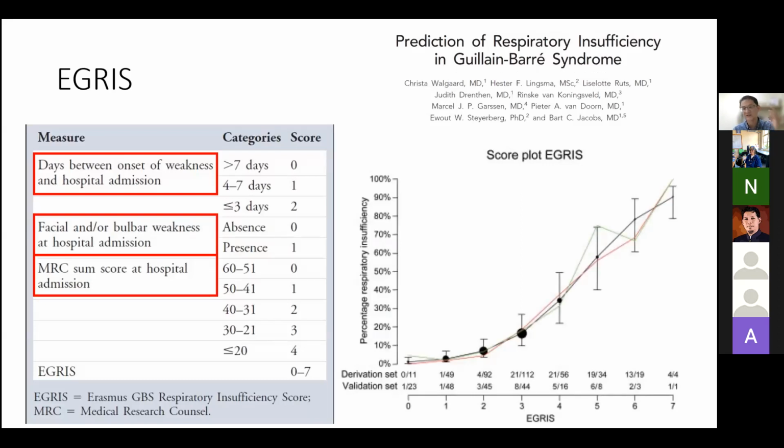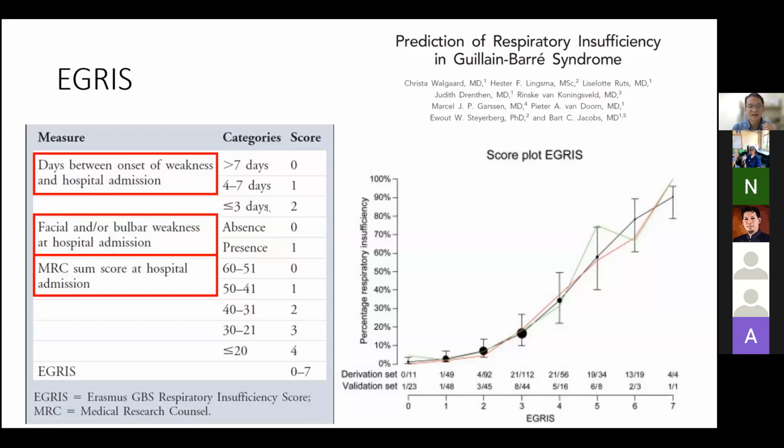Look at the neck flexion extension, whether they have SpO2, whether their gases are okay. So you know that this patient might or might not develop respiratory failure. But with only 3 questions that you ask yourself, you can know whether this patient has a higher risk of developing respiratory insufficiency in Guillain-Barré syndrome: how many days between the onset of weakness and hospital admission.